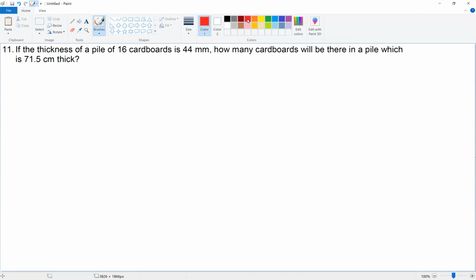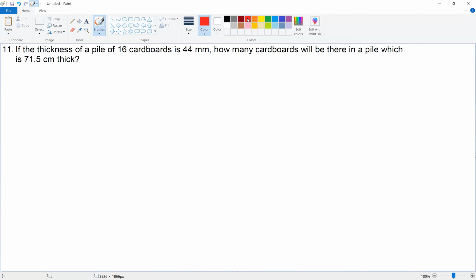So I first did 16 divided by 44. And then I got 0.36, which kept continuing. Then I multiplied it by 71.5, and I got 26.